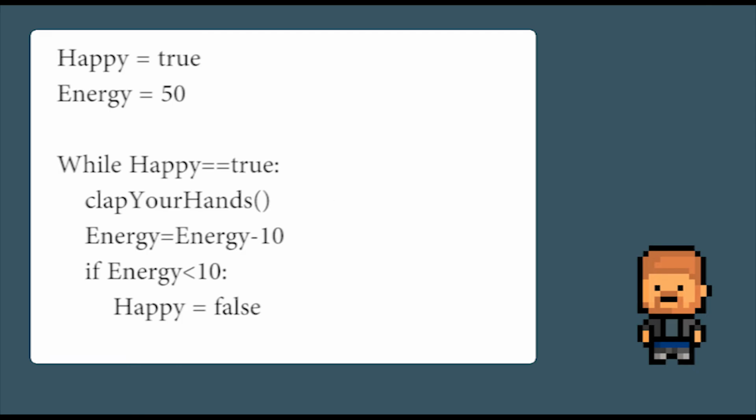Happy equals true. Energy equals 50. While happy is equal to true, call the procedure clap your hands. Energy equals energy minus 10. What this does is take 10 away from the energy. It then checks in an if statement, if energy is less than 10, happy equals false, and this would break the loop. This code will still call clap your hands, however it will also decrease the amount of energy there is to clap, and it will eventually break out of the loop because energy is less than 10.